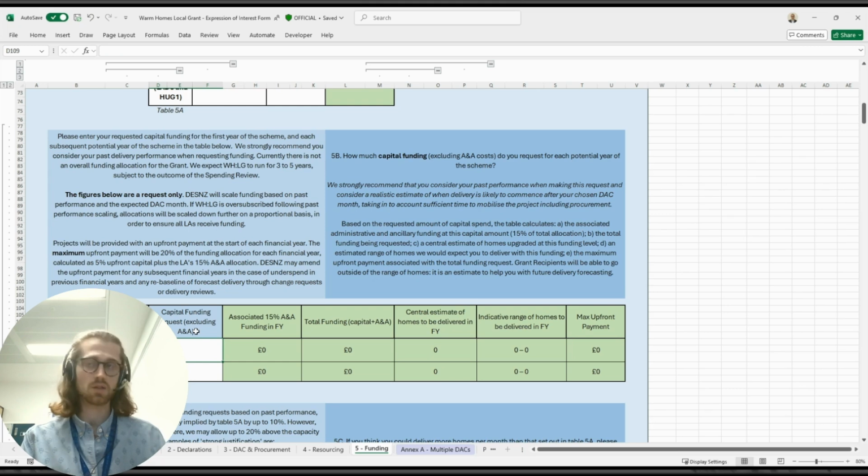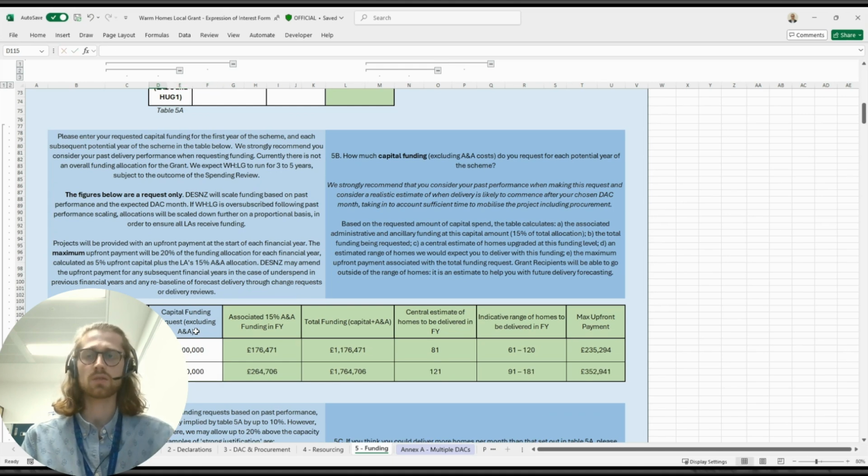So to enter the capital funding request, you only need to enter data in these two cells. So I might enter $1 million for the first financial year, and I might then in future financial years think that I could deliver slightly more. So I could enter 1.5 million for each subsequent financial year.